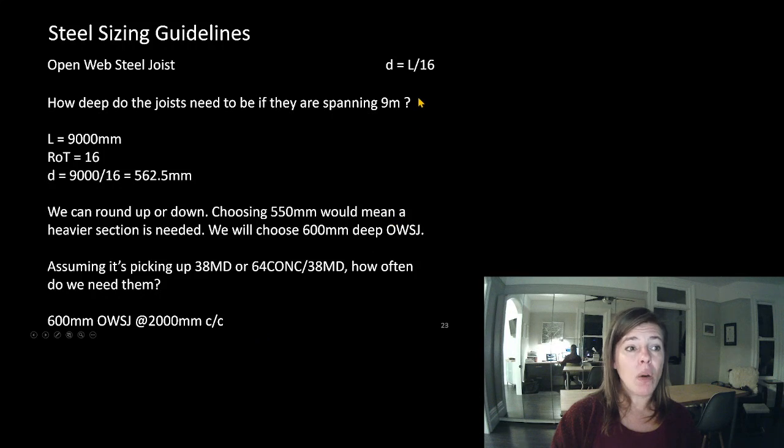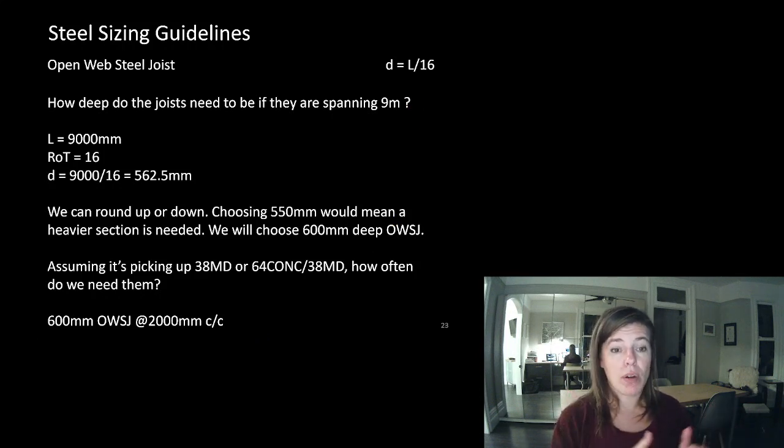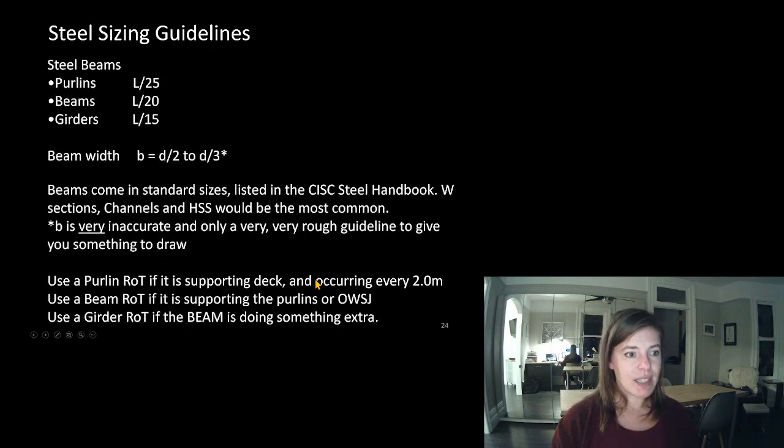If we know that we have a grid system, or our elements are spanning 9 meters, we would have 600 millimeter open web steel joists at 2 meters on center, probably supporting 38 metal deck if it's the roof, or 64 concrete on 38 metal deck on the floors. We've got most of our building done. We're almost there. We're pretty close to done now.